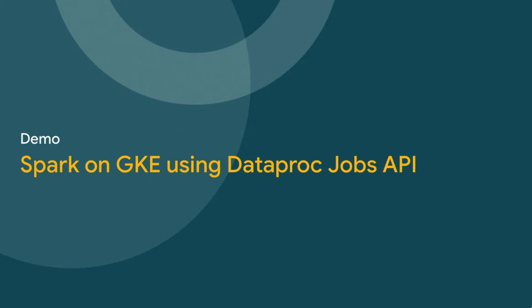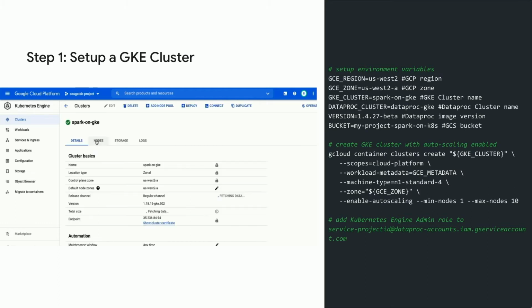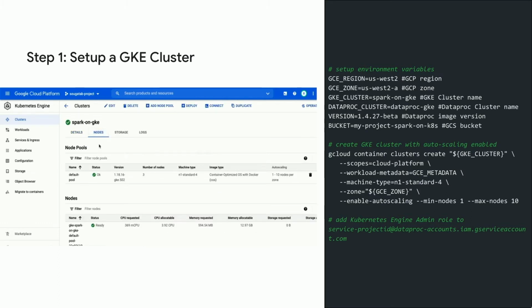Let's see a demo for Spark on GKE using the Dataproc API. This has only 4 steps. I've already recorded it to save some time. Step 1 is to set up a GKE cluster. You can use your existing GKE cluster as well, but I'm setting up a new one with autoscaling enabled, as you can see on the screen.